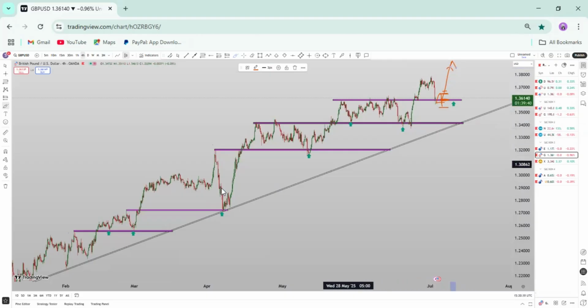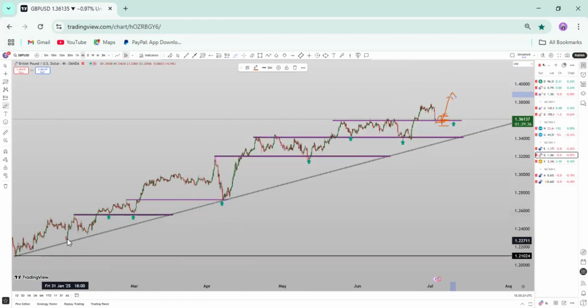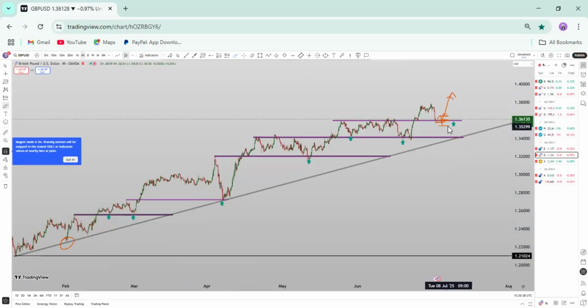But if the market decides to come and form this area, because you can see very clearly we have a level here, and that level is very respected, this market can decide not to move upside, but break this area also. Let me remove this.